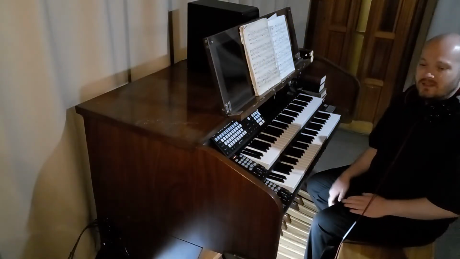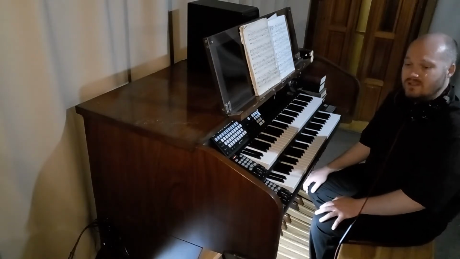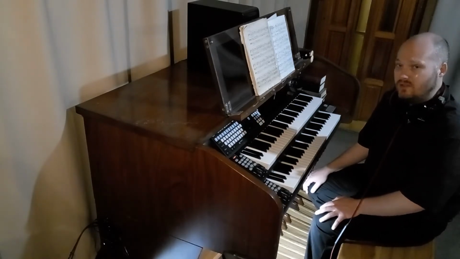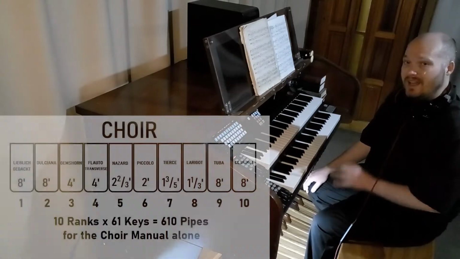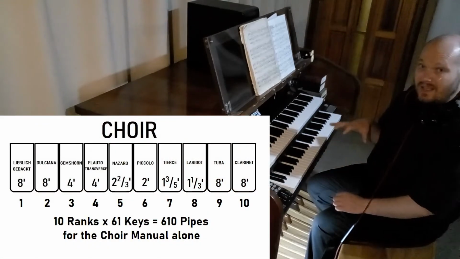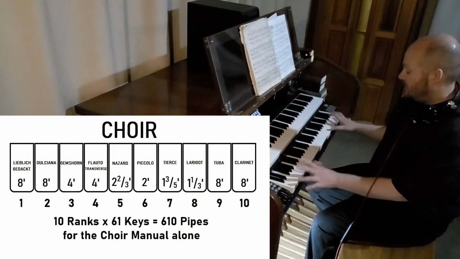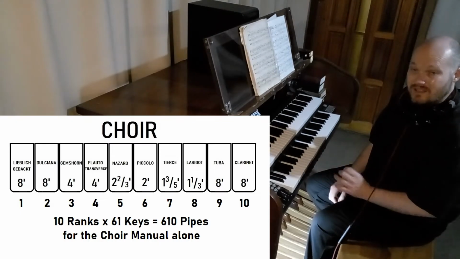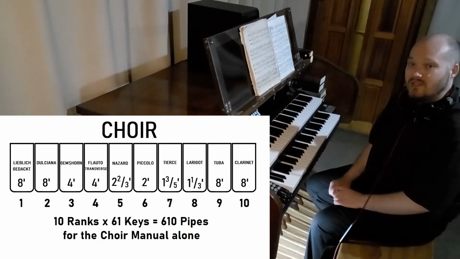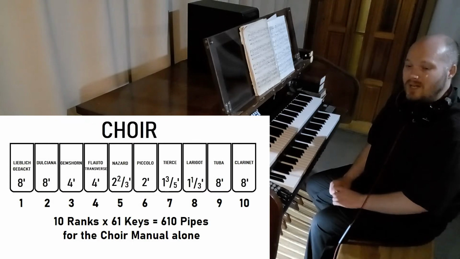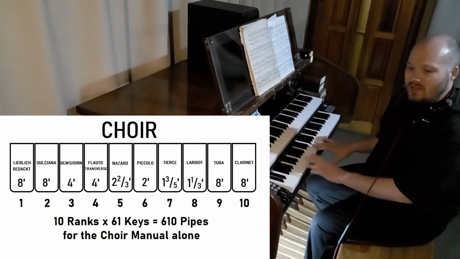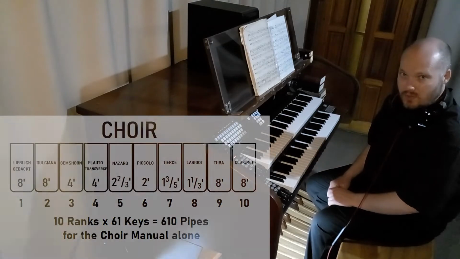Each stop has its own rank. That means that there's one pipe for each note for each stop. As an example, if a manual has 10 stops, a manual has 61 keys, 61 times 10, that is 610 pipes for that manual alone, unless borrowed.